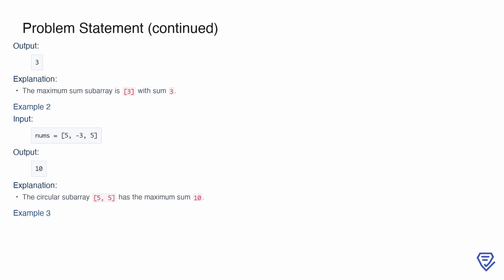To make this clearer, let's look at some examples. In the first example, we have the input array nums equals [1, -2, 3, -2]. Here, the maximum subarray sum is achieved by the subarray [3], which has a sum of 3. In the second example, the input array is nums equals [5, -3, 5]. In this case, the maximum sum comes from the circular subarray [5, 5], which wraps around the array and gives a sum of 10. These examples highlight that the subarray with the maximum sum could either be a standard non-circular subarray or a circular one, depending on the array's values.